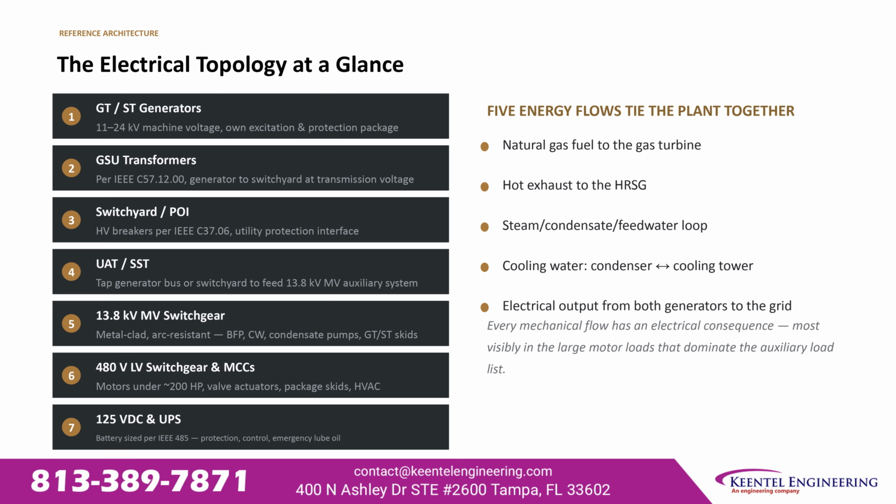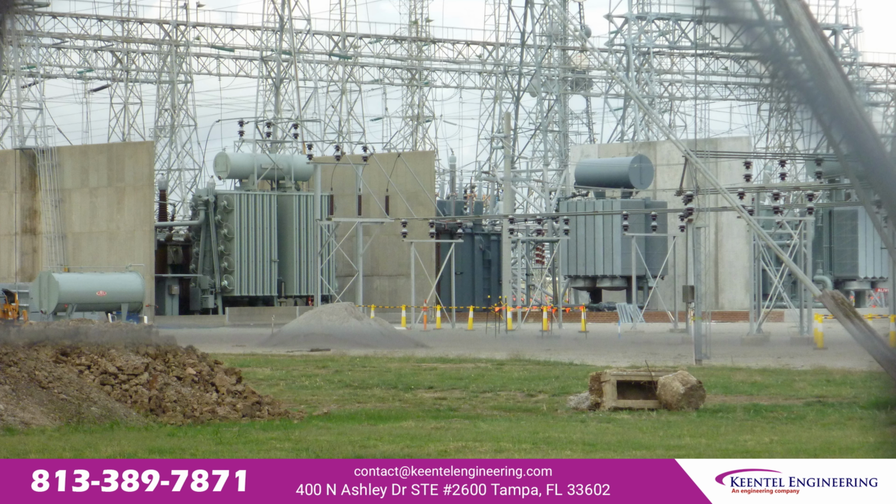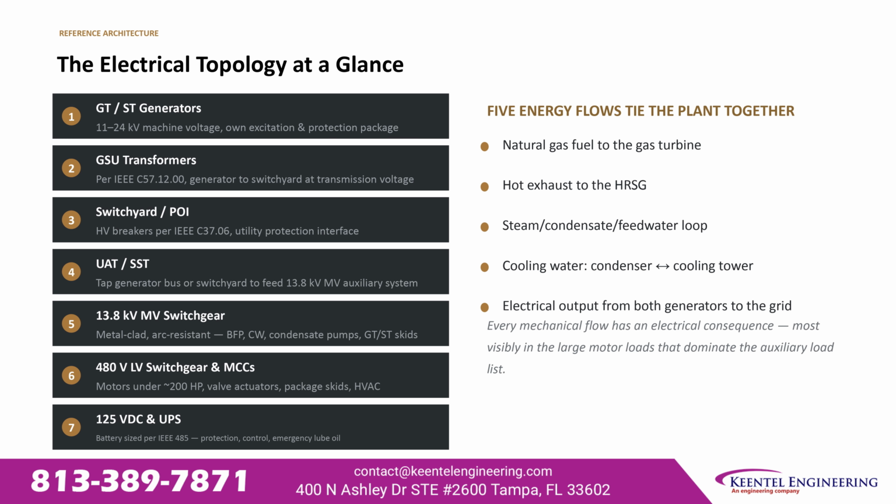Five energy flows tie the plant together: natural gas to the gas turbine, hot exhaust to the HRSG, the steam and feed water loop, cooling water between condenser and cooling tower, and electrical output from both generators to the grid. Every mechanical flow has an electrical consequence, most visibly in the large motor loads dominating the auxiliary load list.